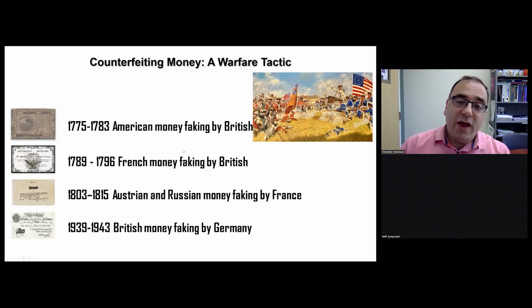So this strategy of faking money by a government was established during the American Revolution. Later on it was used by the French, the same tactics, by the British in France, eventually Austrian and Russian money was faked by France too, and even British money was faked by Germans during the World War. So this was the first event, and later on many governments used this type of counterfeiting of money as a warfare tactic.